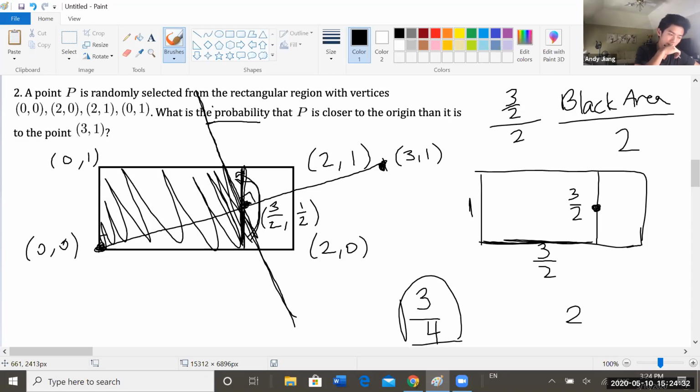A quick recap. I drew a diagram of the rectangle. And then I found out what is the area that I'm looking for. So it's this area. And at that point, it just becomes geometry: finding this area divided by the total area that I can choose from.